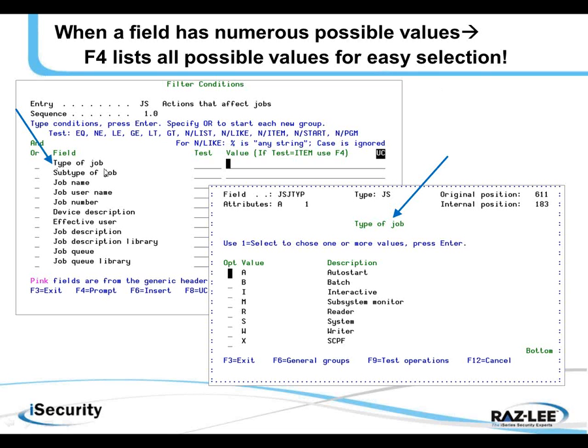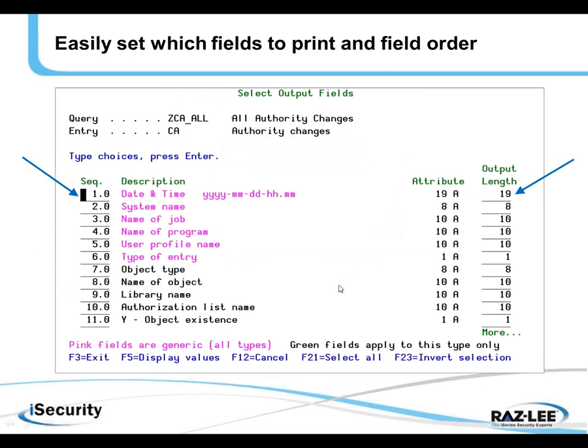The type of job in entry type JS, which refers to actions that affect jobs. The type of job, if I press F4 for prompt, I'll receive this screen here, and I can then select any one of the values which will then appear in the filter conditions screen that we saw earlier. So it's really very easy to constrain our report to run only for interactive jobs or for batch jobs or whatever.